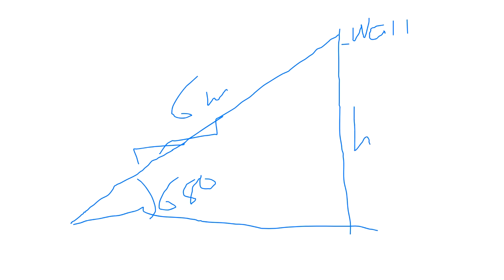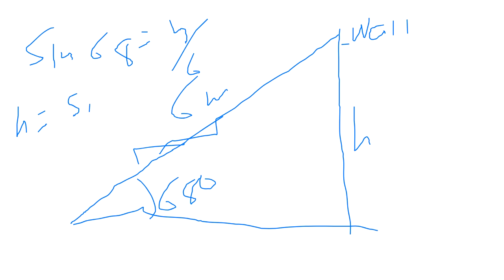So here too we can use the same sine. Sine 68 equals to the height over the hypotenuse, which is 6. So the height will be equals to sine 68 times 6. Then we get our answer.